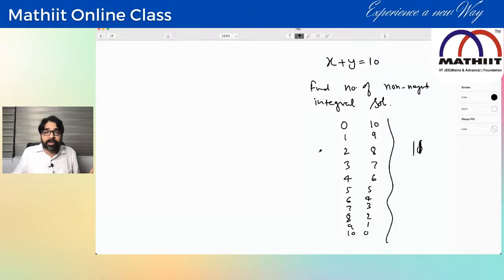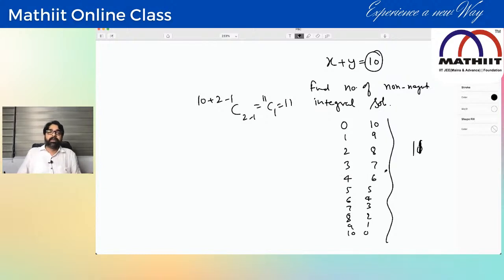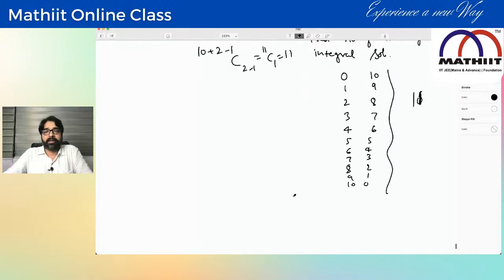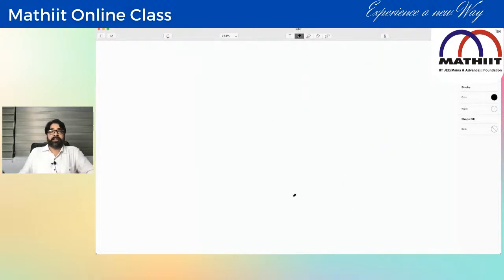So this question, we don't need to do manually. We can say I am having 10 identical objects. I want to distribute into 2 groups. Empty group allowed. So we'll say that 10 plus 2 minus 1 C 2 minus 1, which will be 11C1, which is 11. Whatever is coming, it's coming. I hope this point is clear to everyone. Right?